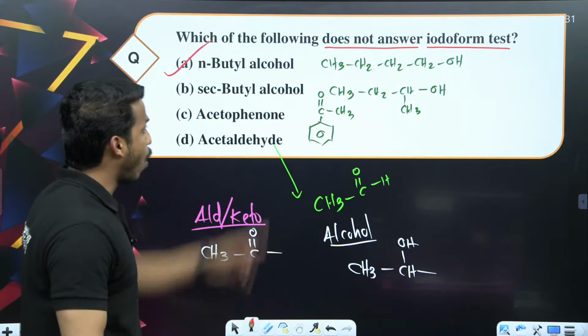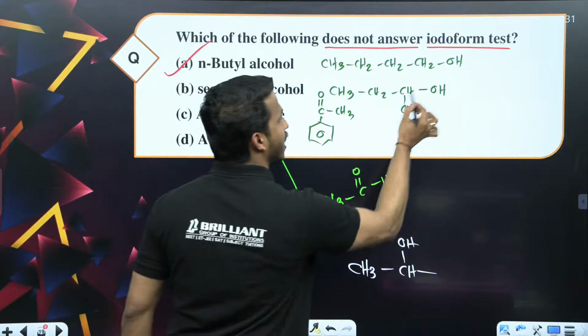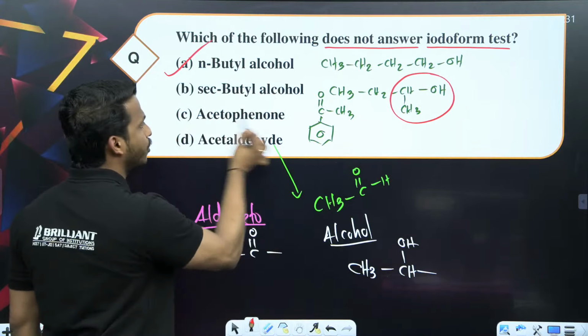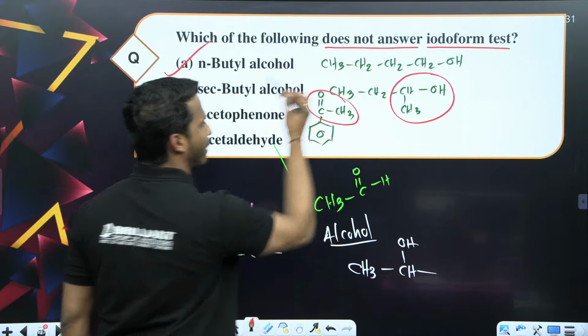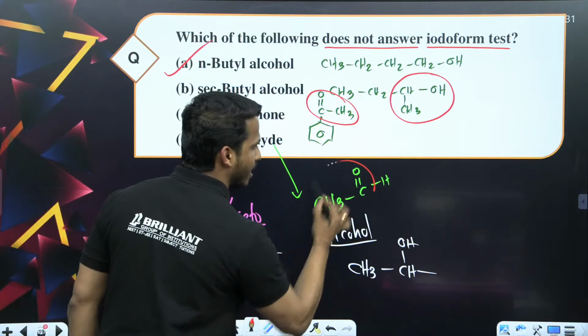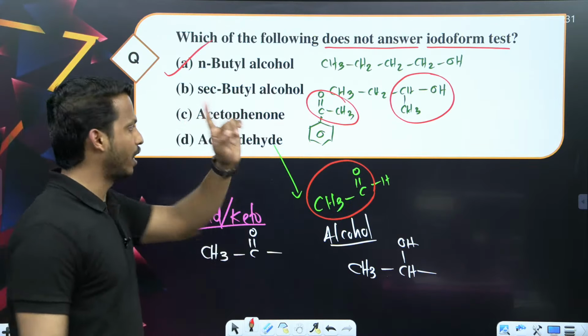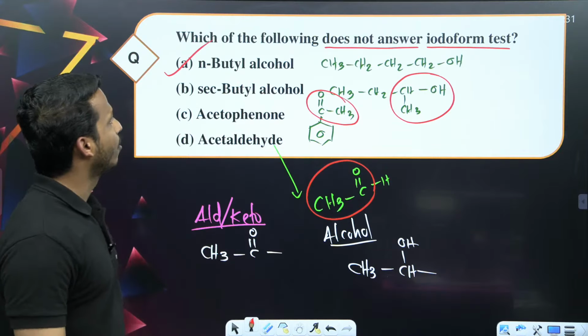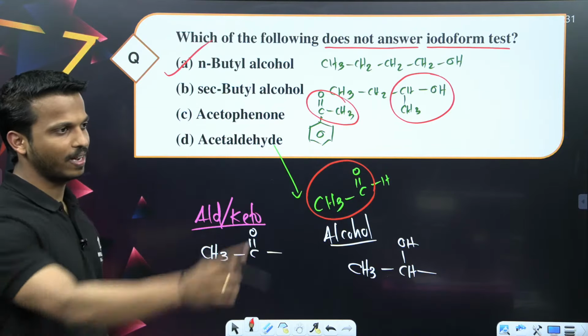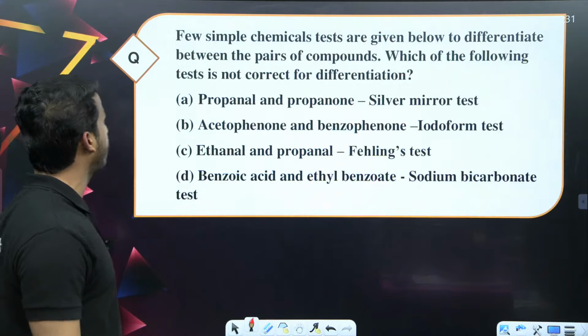It's not that. So option B, you see, yes, CH3CHOH is there. Option C, CH3CO group is there. Option D, CH3CO group is there. Option A does not contain that particular group, so it won't give the iodoform test. I think you have given the correct answer. Good, all of you, keep going.